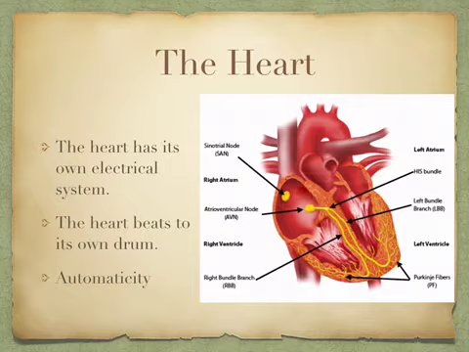And in the diagram here, you see we have the SA node. It shows you the bundle of His, the Purkinje fibers, and the AV node. And we're just going to focus on those primary areas. And as you already know, the heart beats to its own drum. It does its own thing outside of the body, needless to say. And that's all the information I want you to know about the heart. And now we're just going to dive straight into the conduction system itself.